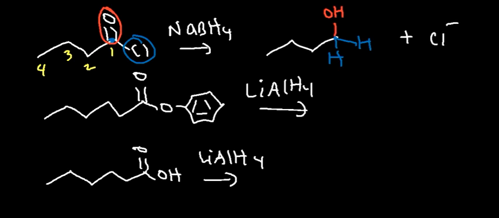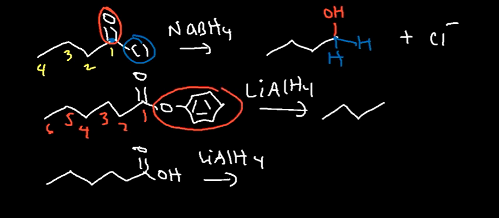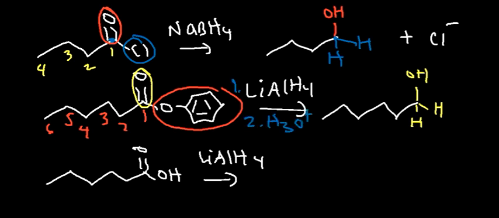So same thing for the ester. We're going to redraw the carbon structure. We're going to get rid of this group. So we have 6 carbons, 2, 3, 4, 5, 6. We're going to replace the carbonyl oxygen with an OH and add 2 hydrogens on that carbon. Now the group that was kicked out is phenoxide. But if we add H3O plus at the very end, which is usually the second step following lithium aluminum hydride, we're going to add a hydrogen to this oxygen. So the other side product is phenol.